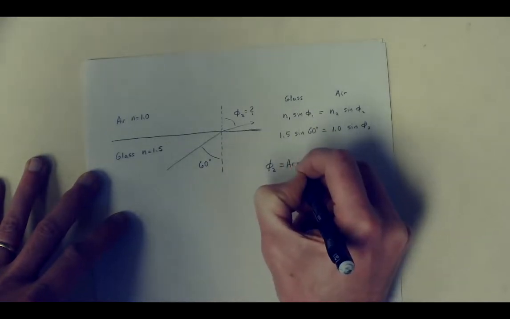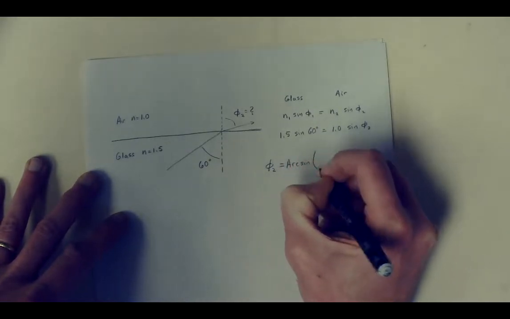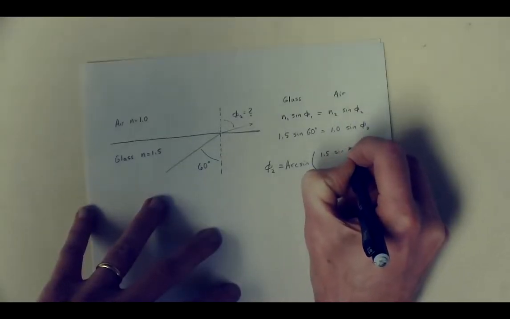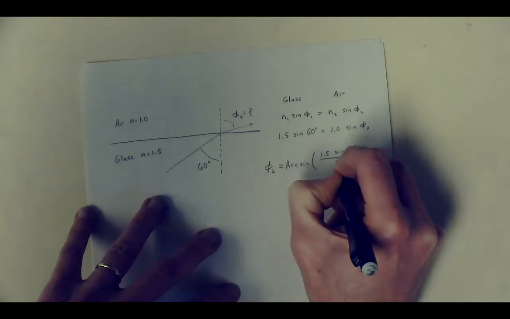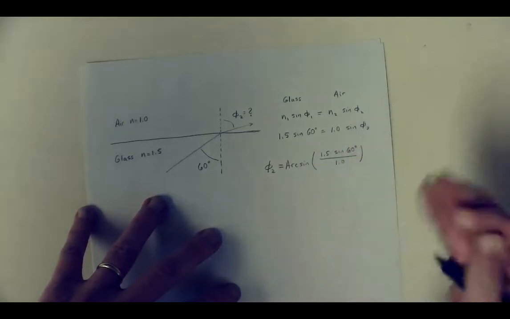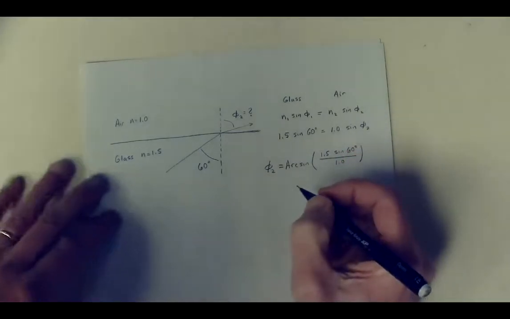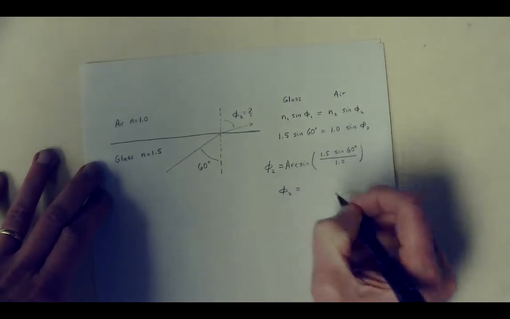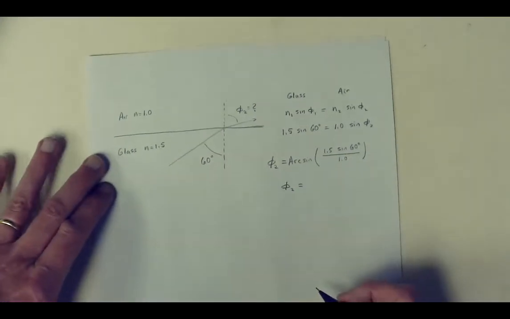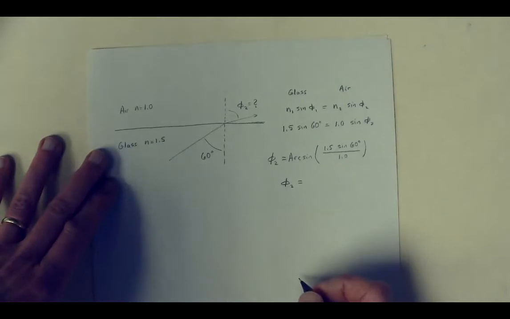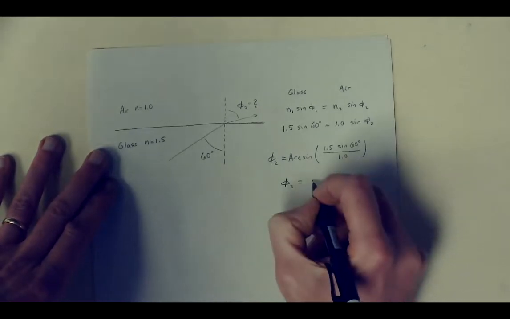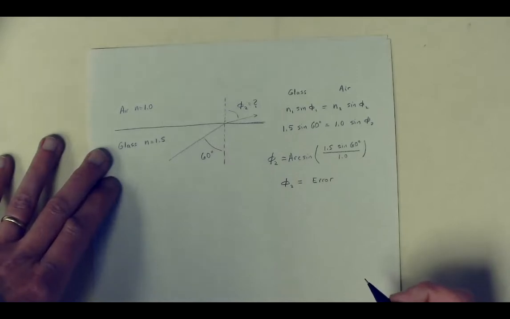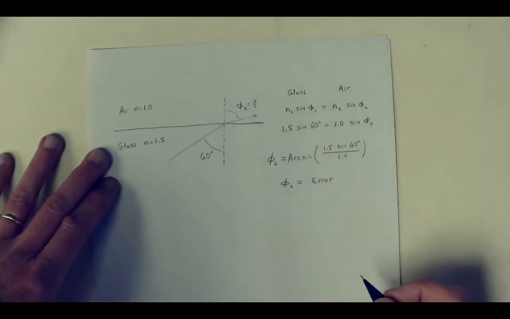It's going to be the arc sine of 1.5 sine of 60 degrees divided by 1.0. Don't really need to do that, but we can for completeness. And if you try that on your calculator, we'll go ahead and try it if you like. Spend a little time punching that away. What you should get is something like error. It won't give you an answer. And the correct answer is error.